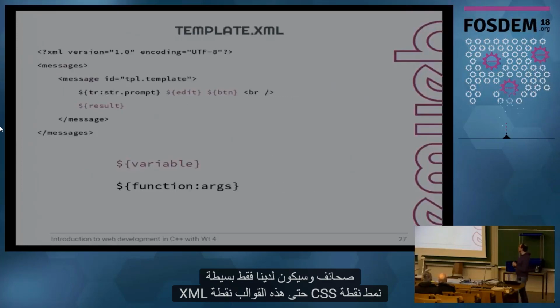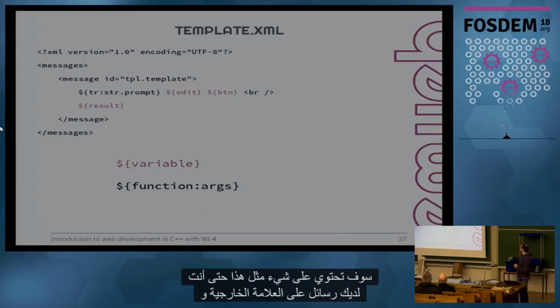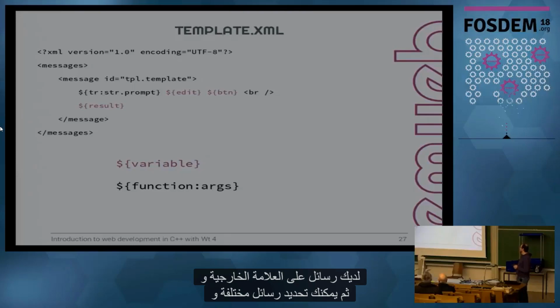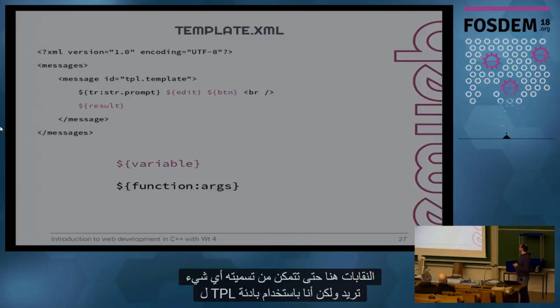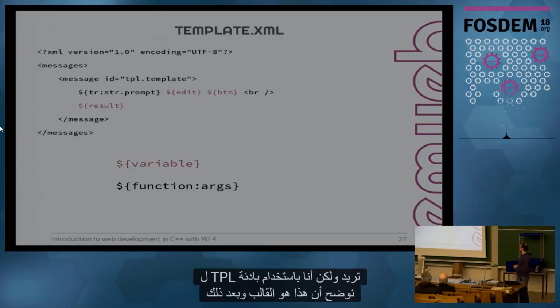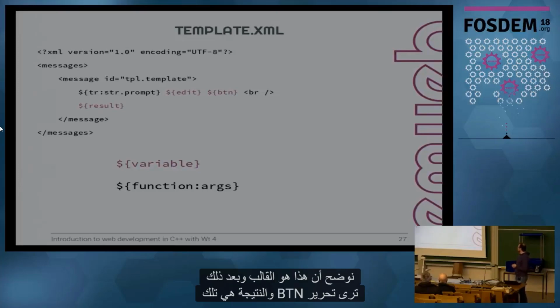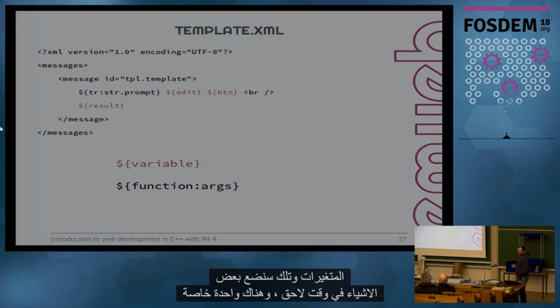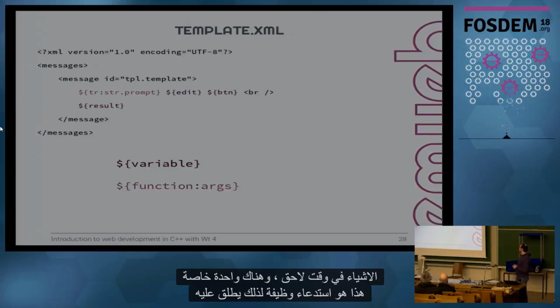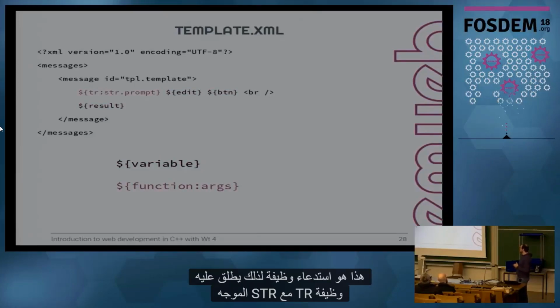So this templates.xml will contain something like this. You have messages on the outside tag, and then you define different messages, and we'll call this one tpl.templates. This is just a convention that I'm using for convenience here, so you can call it anything you want, but I'm using a tpl prefix to make it clear that it's a template. And then you see edit, btn, and result. Those are variables, and we're going to put some stuff in those later. There's a special one that's a function call, so it calls the tr function with str.prompt as argument.